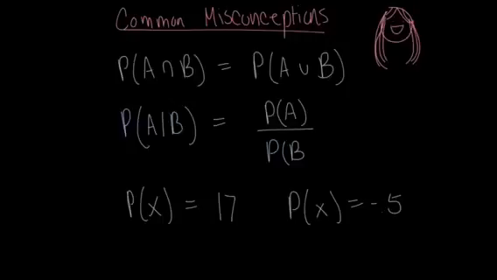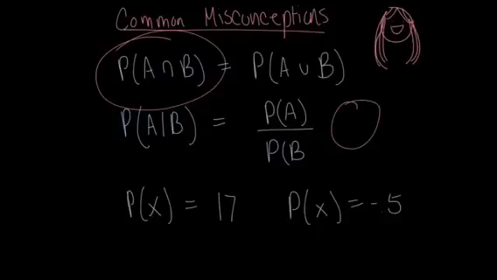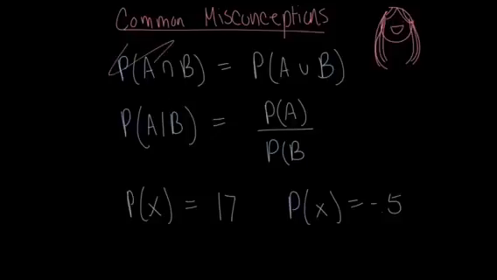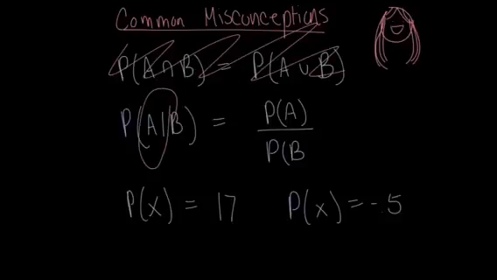So the first misconception is the difference between the intersection and the union. This one is the intersection. So if you have a Venn diagram, it's the part in the middle. Where this one is the union. So it's the entirety of both circles. So no.